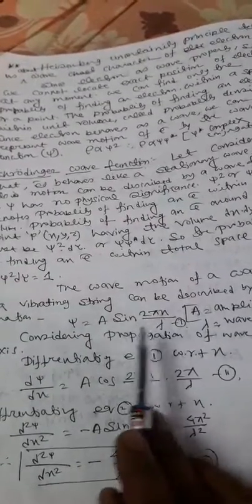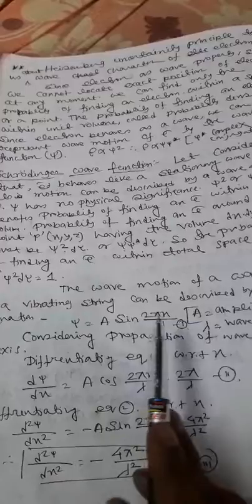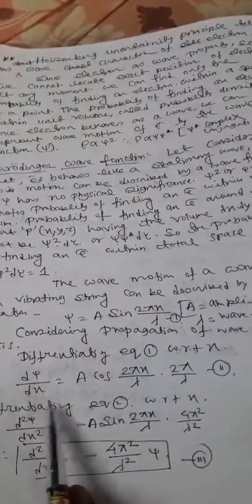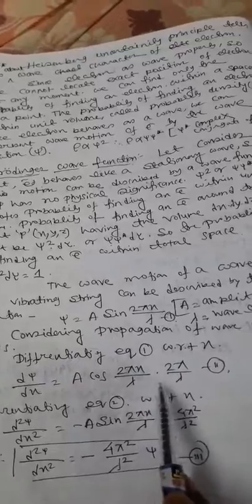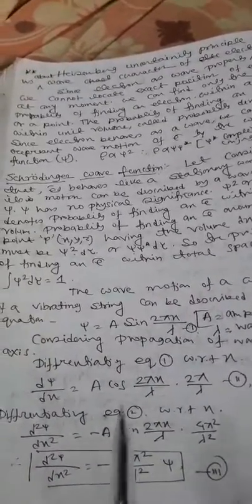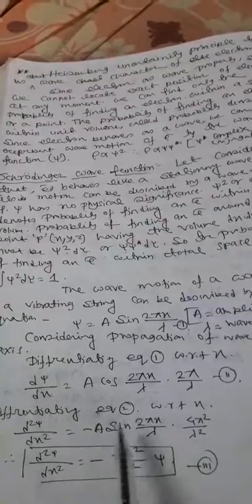Now differentiating this equation 1 with respect to x, we get d psi by dx equal to A cos 2 pi x by lambda into 2 pi by lambda. This is equation number 2. Now both sides are differentiated again with respect to x.